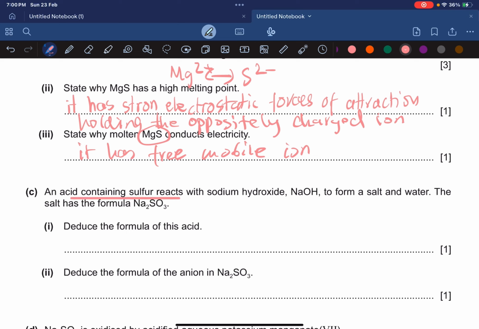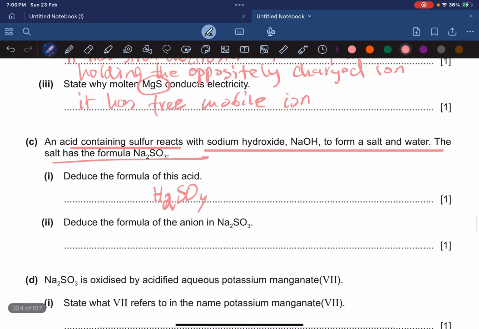Okay, an acid containing sulfur reacts with sodium hydroxide. That's going to be sulfuric acid. It can react with NaOH to form a salt and water. The salt has the formula shown. Deduce the formula of the acid: H2SO4, sulfuric acid. Simple.